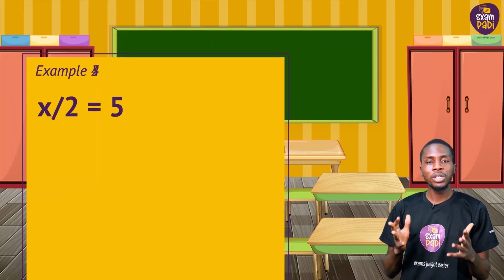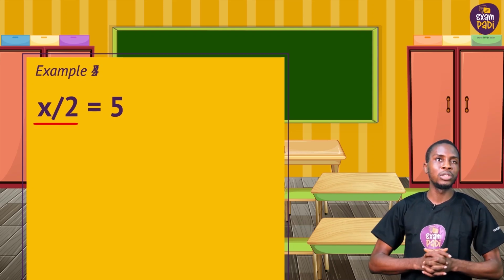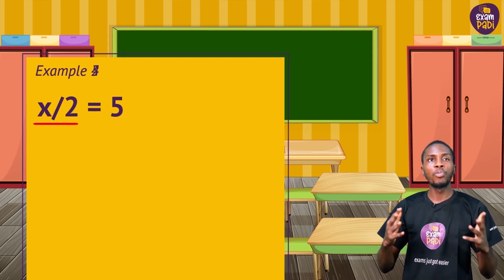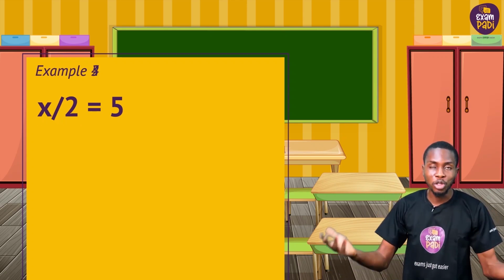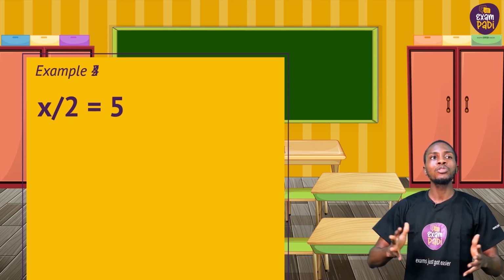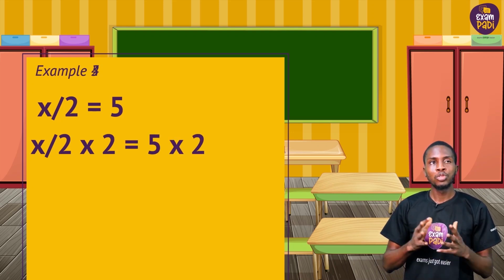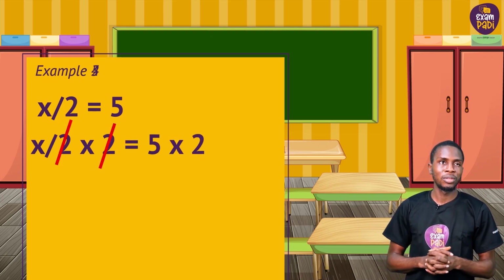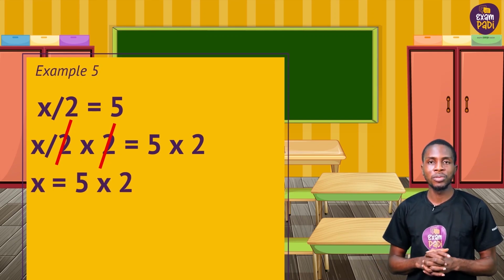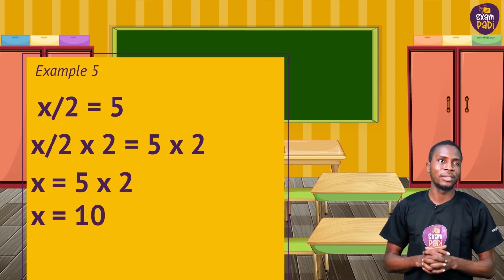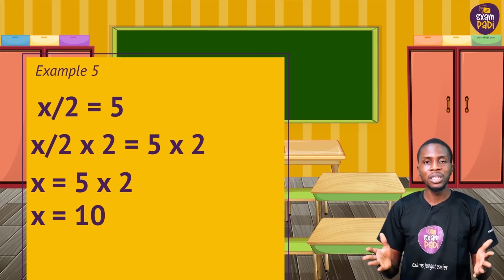Example 5. x over 2 equals 5. Since x is divided by 2 on the left-hand side, we multiply both sides by 2. Or we can say we cross-multiply. x over 2 times 2 equals 5 times 2. 2 cancels 2. We are left with x equals 5 multiplied by 2. x equals 10.